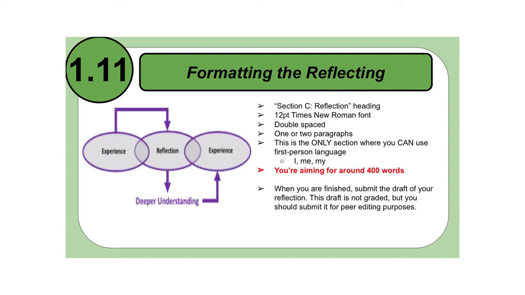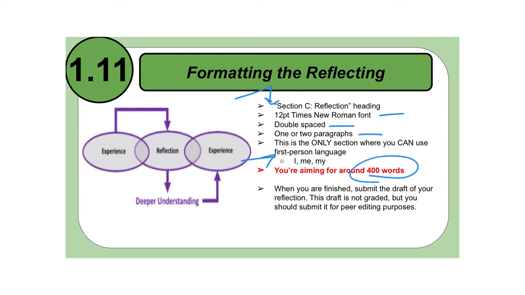In terms of formatting for your reflection, since many of you are going to probably be done with this rather quickly, your formatting should be really simple. Make sure you have section C, reflection, as your heading, and it's left justified. Everything is supposed to be in Times New Roman font, double-spaced just like the rest of the paper. Your reflection should only be 1 or 2 paragraphs. Remember, it is only 400 words, so it's not that long. And this is the only section in the paper where you can use first person, so you can say I, me, we, since it's a reflection about you as a person.